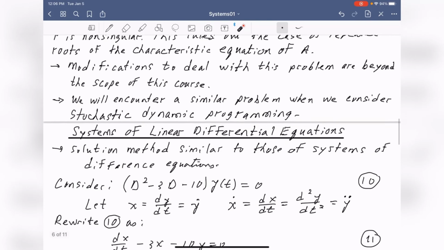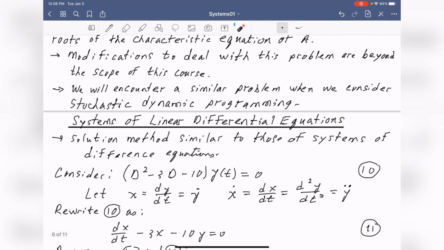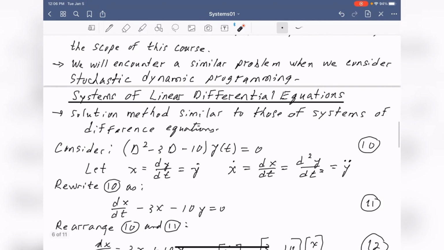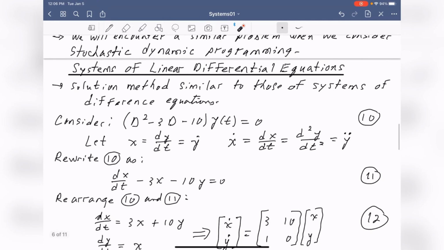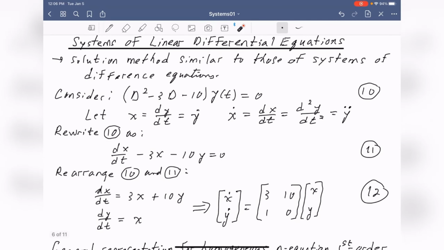And I should note that we will encounter a similar problem when we consider stochastic dynamic programming. So let's turn now to systems of linear differential equations. It turns out that the same solution method can be used with a system of linear differential equations as was the case with difference equations. So let's consider in operator form the following problem.